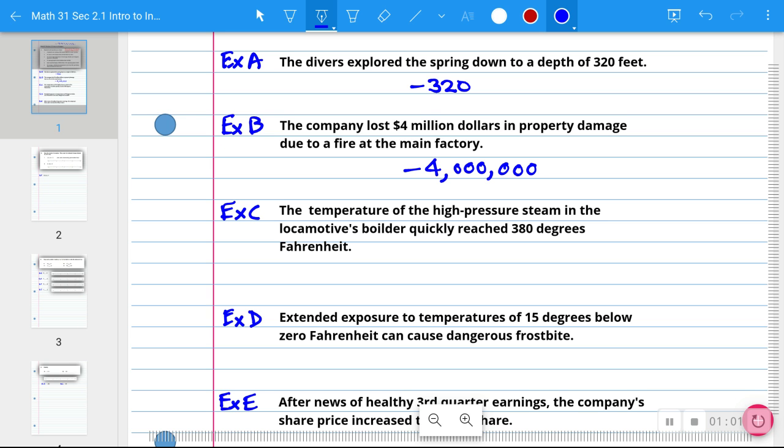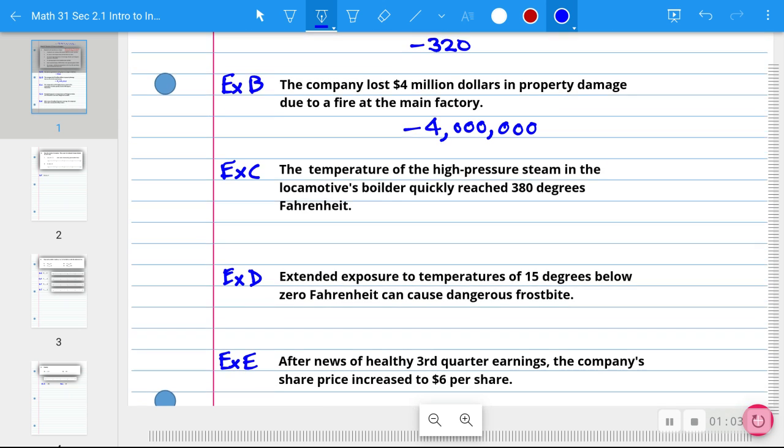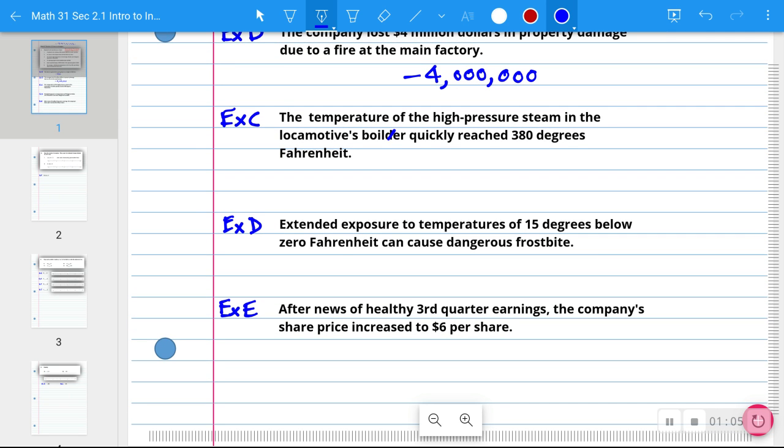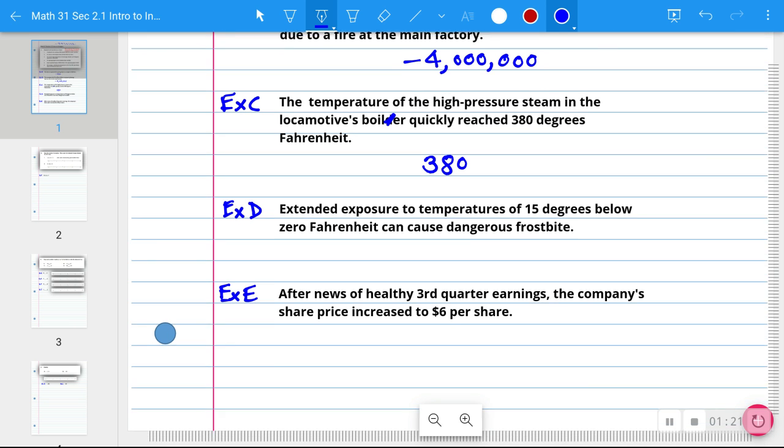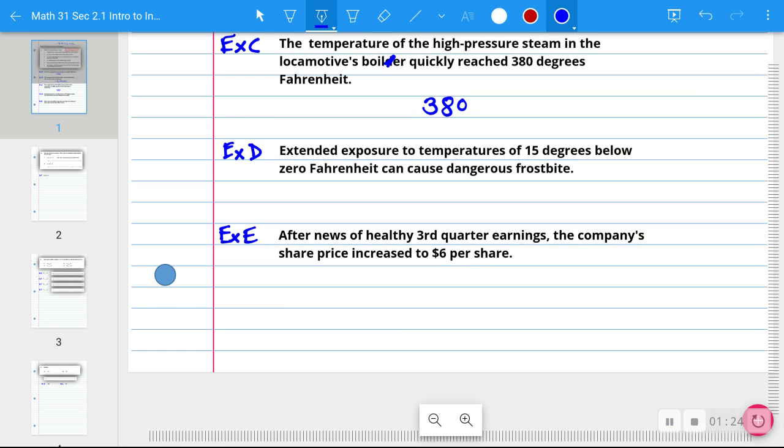The temperature in the high pressure boiler of a locomotive, and you can see I misspelled boiler, so cross off that extra D there, quickly reached 380 degrees Fahrenheit. So this is 380 degrees above zero. So we're going to have positive 380. The plus sign is not written, although it's implied. You want to think of there being a plus sign there, even though they don't show it.